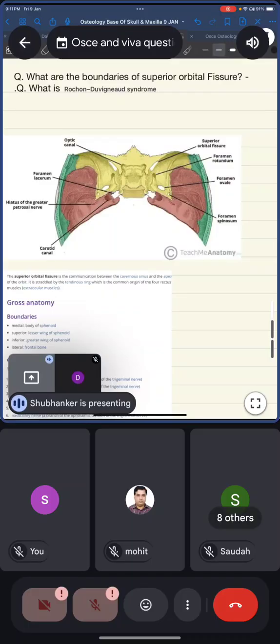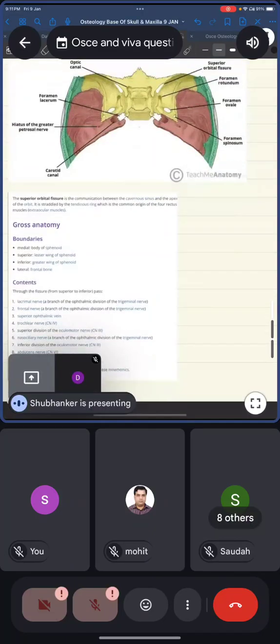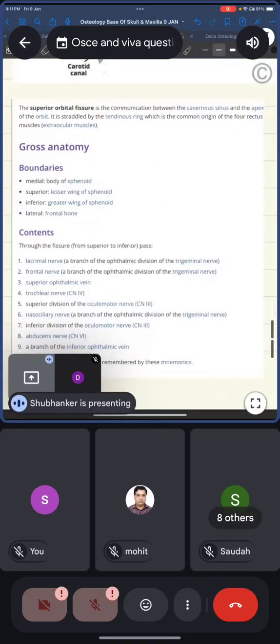Okay, so what they are asking over here is, what are the boundaries of superior orbital fissure and what is Rochon-Duvigneaud syndrome? 2 names come in front of you. Let us see what the boundaries of superior orbital fissure are. They are mentioned over here. The medial being the sphenoid, superior being the lesser wing of sphenoid, inferior again greater wing of sphenoid, and lateral being the frontal bone. We all remember them, but since all of these things tend to be confusing, we tend to forget. So please write them once and just remember this. This is important and it can be a potential OSCE.